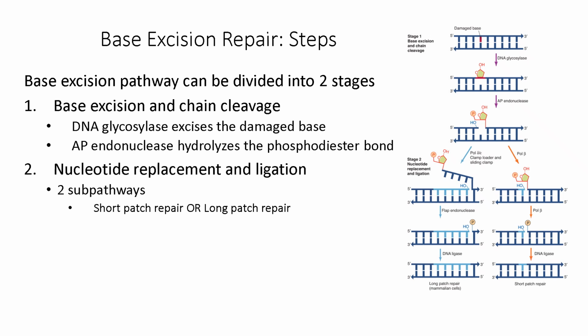Base excision repair unfolds in two major stages. The first is base excision and chain cleavage, where DNA glycosylase removes the damaged base, creating an abasic site. Then, an AP endonuclease cleaves the DNA backbone at this site. In the second stage, the repair machinery replaces the missing nucleotide and reseals the DNA. Depending on the extent of repair, the cell may use a short patch or a long patch subpathway. Both pathways ensure accurate restoration of the DNA template.